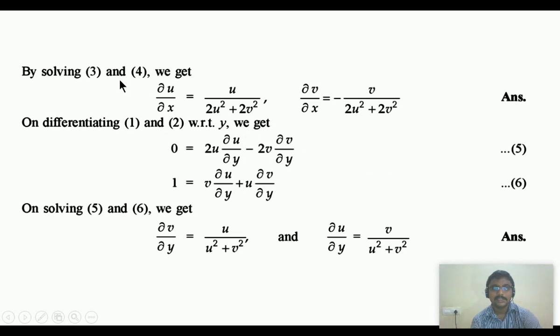Now solving equations 3 and 4, we will get dou u by dou x value and dou v by dou x. These are the values. On differentiating 1 and 2 with respect to y, similarly we will get like these equations. On solving 5, 6 equations, we will get dou v by dou y value and dou u by dou y value.